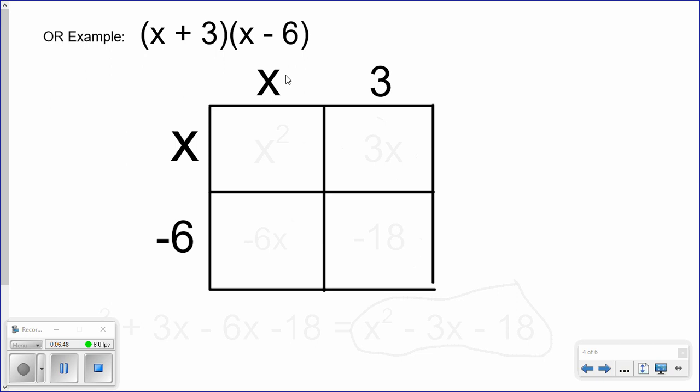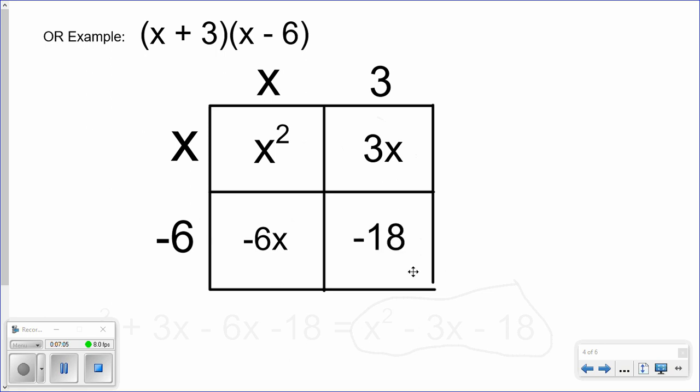Okay? And then I fill in these boxes by just multiplying these terms together. So x times x gives me x squared. X times 3 gives me 3x. X times -6 gives me -6x. And 3 times -6 gives me -18.